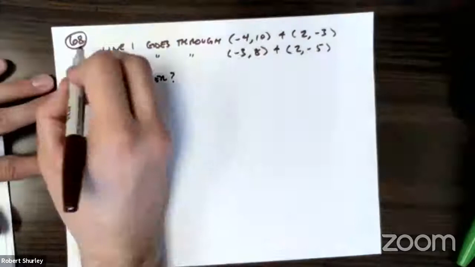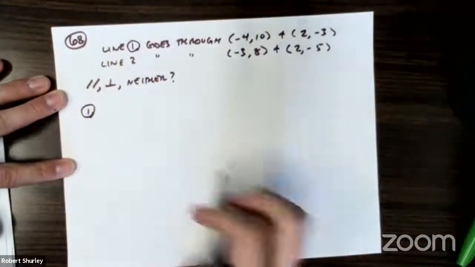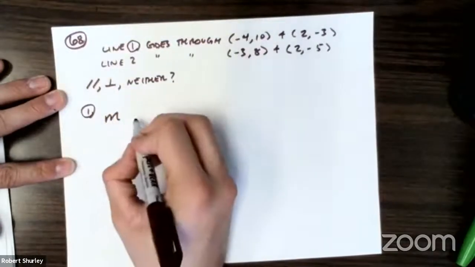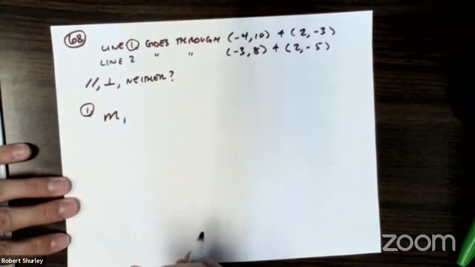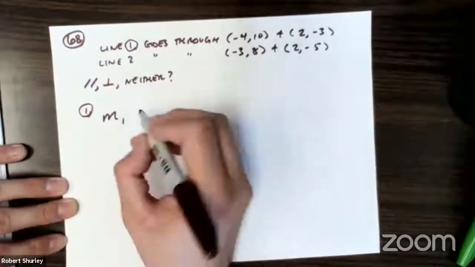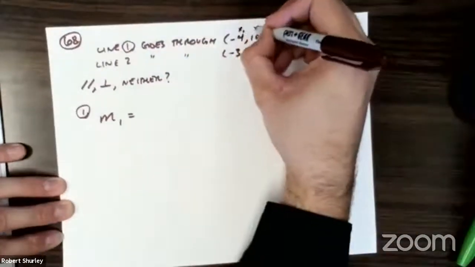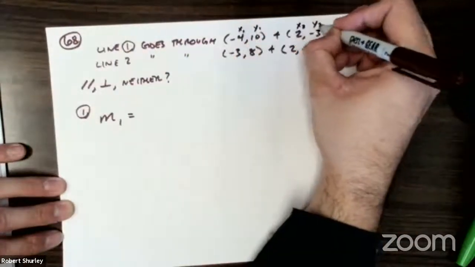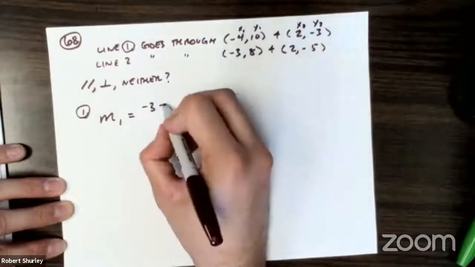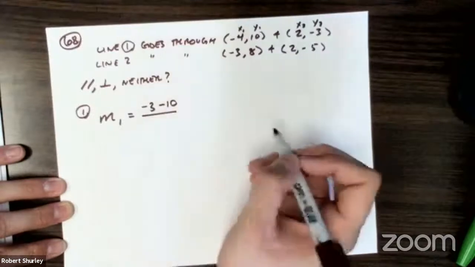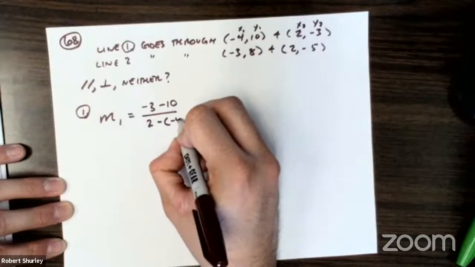Okay, so let's look at line 1 first, and we're going to find the slope. I'll do m sub 1 just to notate that this is from the first line. That's just a notation thing. Now remember, I'm going to call this x1, y1, x2, y2. So I'm going to have -3 minus 10. Remember, it was always subtraction. And then 2 minus a -4.